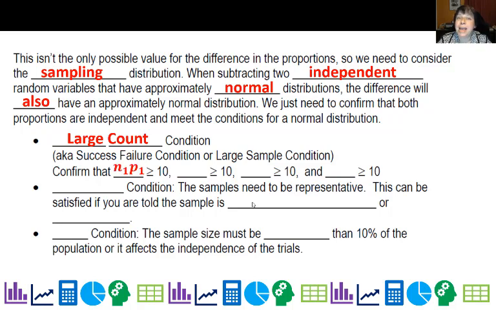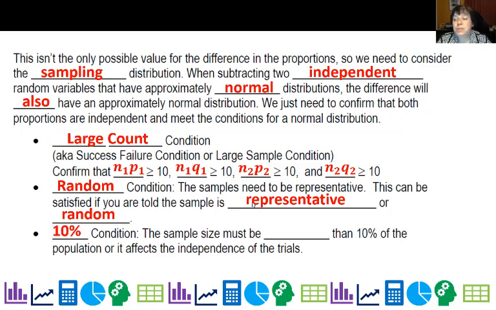So now I'm saying n1p1, n1q1, n2p2, and n2q2. So do all those products, or if you just have the successes and failures, compare those to 10. We also have the random condition, and the samples need to be representative. So this can be satisfied if you're told the sample is representative, period, or that it is random. There's also the 10% condition. The sample size must be less than 10% of the population, or it affects the independence of the trials.